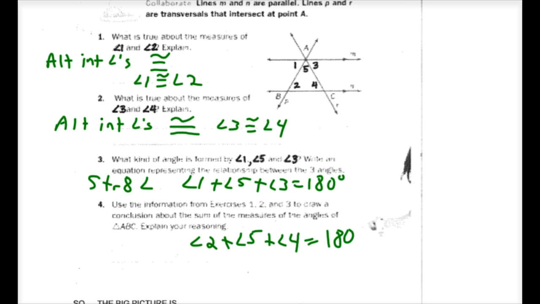What do angles 2, 4, and 5 equal? 180. And are those the three angles of the triangle? Guys, that's why 180 degrees. Okay? We used some geometry to prove it.